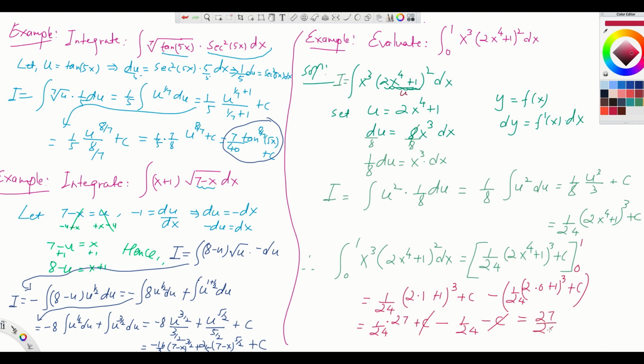So how much you got is 27 over 24 minus 1 over 24, which is basically 26 over 24. So 26 divided by 2, you will get 13 over 12 is the final answer. 13 over 12 is the final answer.